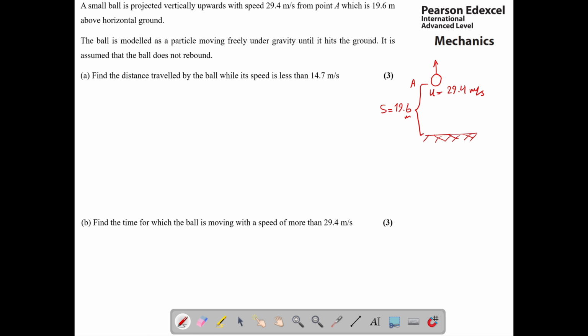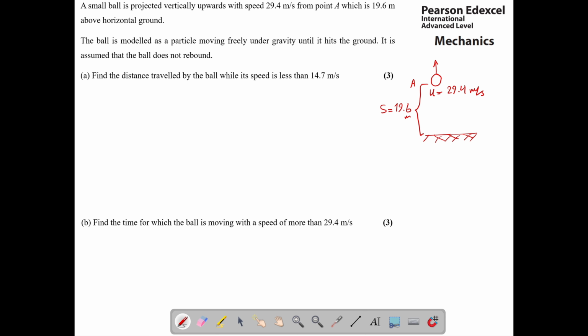The ball is modeled as a particle moving freely under gravity until it hits the ground. It is assumed that the ball doesn't rebound, okay? Find the distance traveled by the ball while its speed is less than 14.7 meters per second.